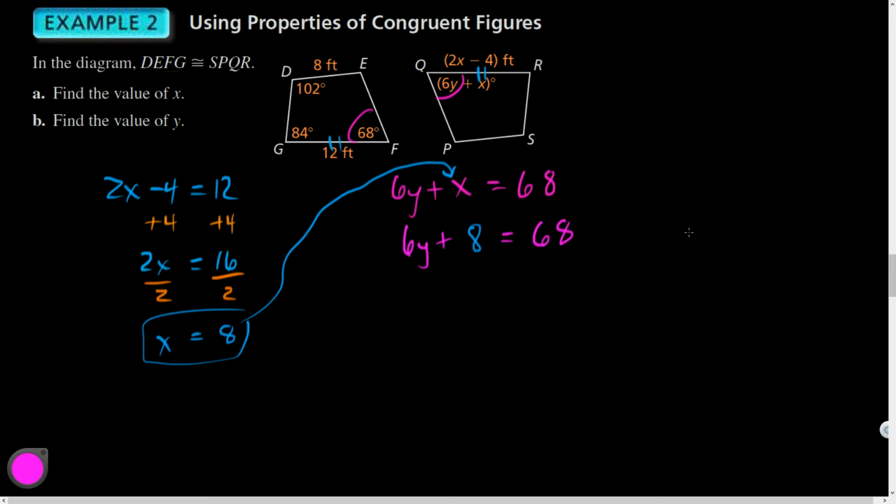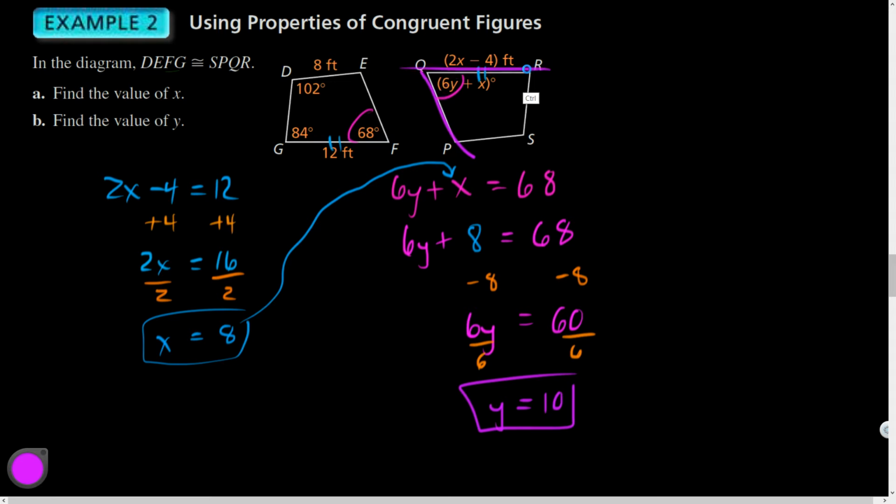So, to find the y, notice I could plug in the value of 8 that I found for x. Plug it in. So, let's keep solving. Subtract 8 from both sides. Divide by 6, and I get y is equal to 10. And just be careful, make sure that they're actually asking you to find the value of x and y, and not that they're trying to find the measure of an angle, for instance.